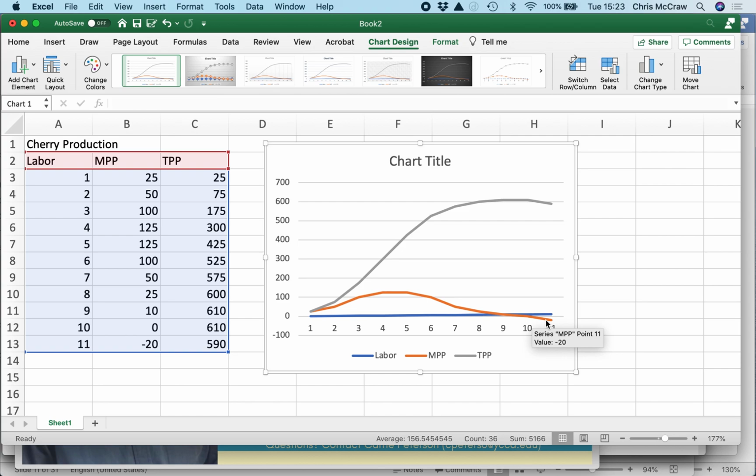The law of diminishing marginal returns suggests that as you bring in a variable input, like labor, the more you use it, and you add more and more, eventually, over time, it becomes less productive.